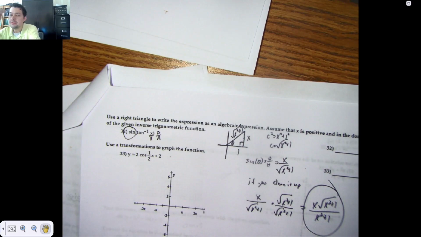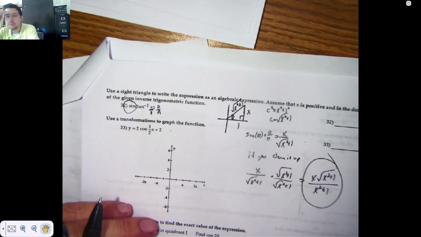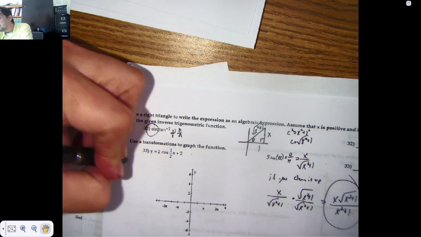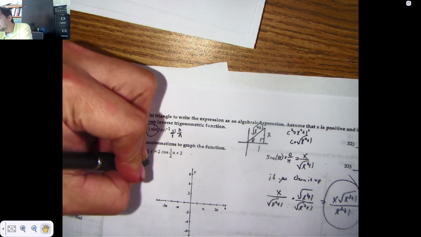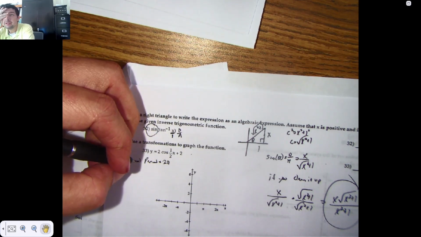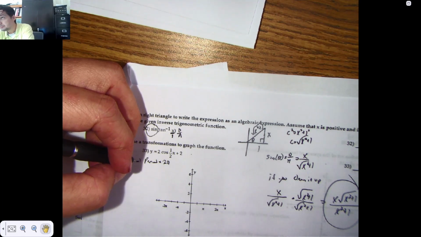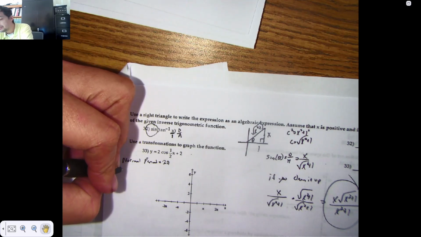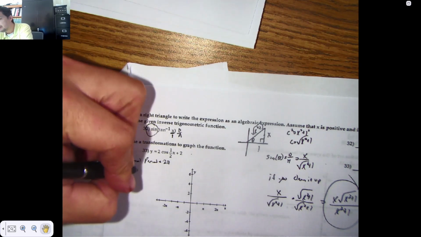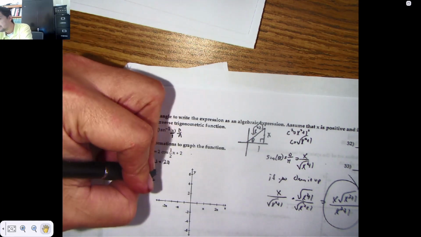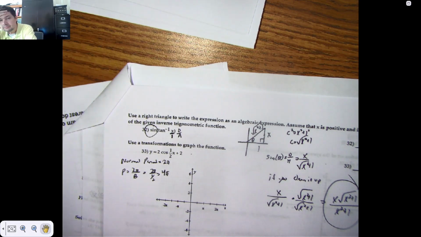All right, use transformations to graph the function y equals 2 cosine of a half x plus 2. Your normal period is 2 pi. We have a half there. It's been a minute since I've done this, and you guys were taught using, I think, b. So your period here is going to be 2 pi over b. And they have a half there. 2 pi over half is 4 pi. So it takes 4 pi to complete the wave.